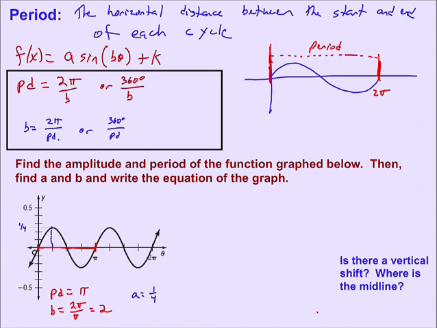And notice that there is no vertical shift. The midline is right on the x-axis at y equals 0, which means that the k is equal to 0. So we have just figured out the b, the a, and the k, and we can put that into our equation. y equals a times the sine of b theta plus k.